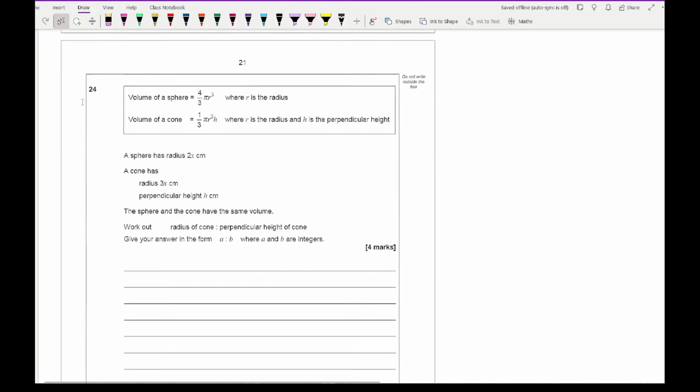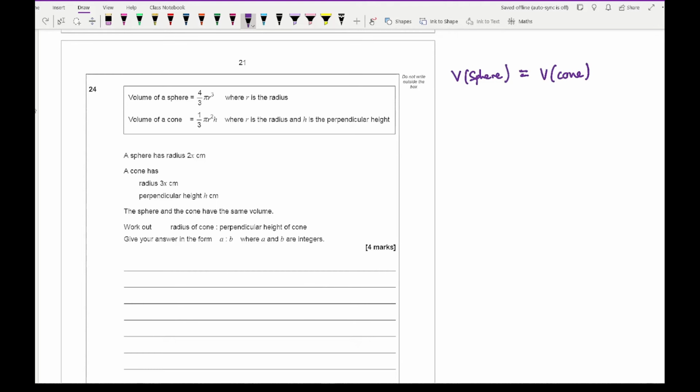So moving on to question 24, it says the volume of a sphere is 4/3 pi r cubed, and the volume of a cone is 1/3 pi r squared h. The sphere has a radius of 2x, the cone has a radius of 3x and a perpendicular height of h. The sphere and the cone have the same volume. Work out the ratio of the radius of the cone to the perpendicular height of the cone. Give your answer in the form a to b, where a and b are integers. So let's first of all look at the volume of the sphere. It says that they're both the same.